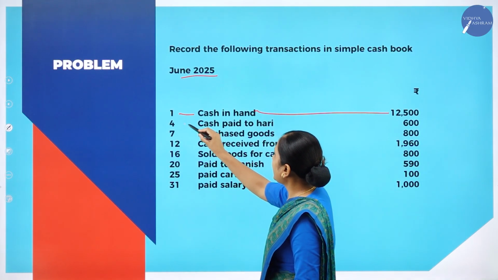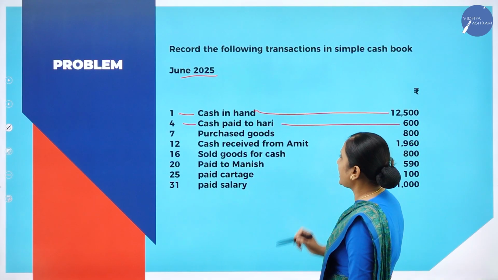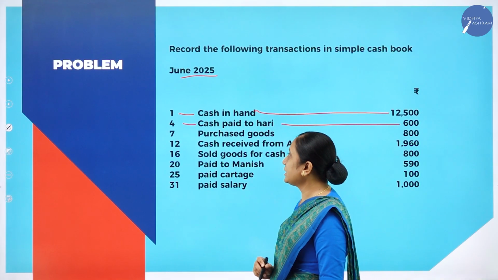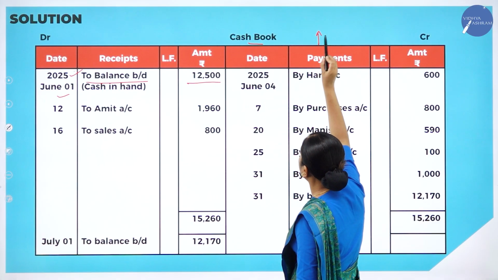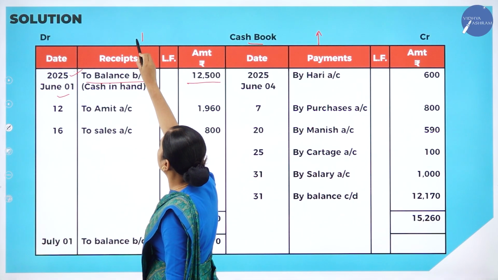Next, fourth, cash paid to Hari. Cash paid to Hari means what is happening to the cash? Cash is going out, right? So if cash is going out, it goes on the credit side, and if cash is coming in, it goes on the debit side.